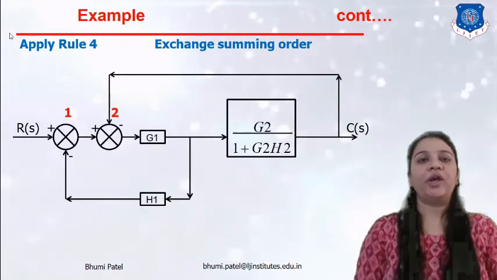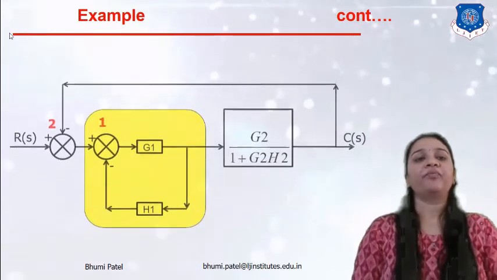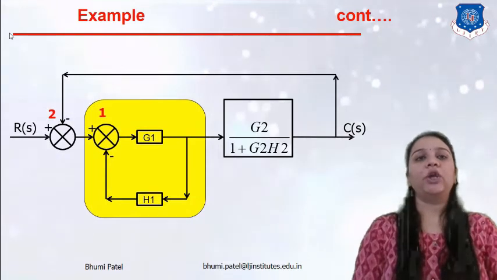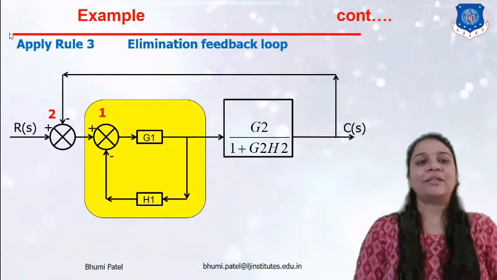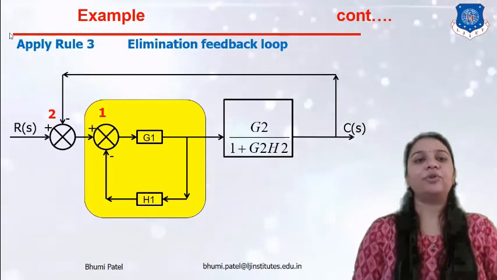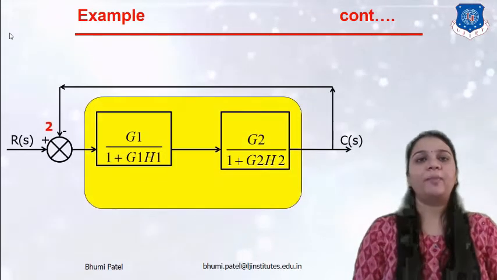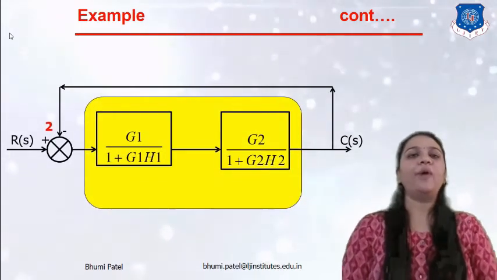Here summing points 1 and 2 can be exchanged, and after that we can apply rule number 3, elimination of the feedback loop. The sign of the feedback element H1 is negative, so the equation will become forward path G1 upon 1 plus G1 into H1.